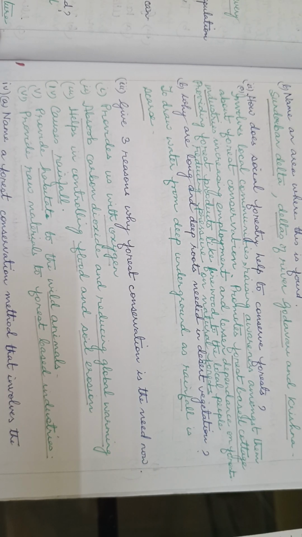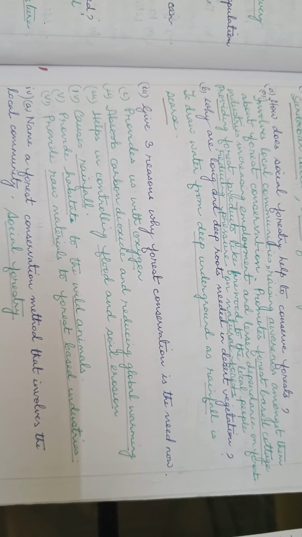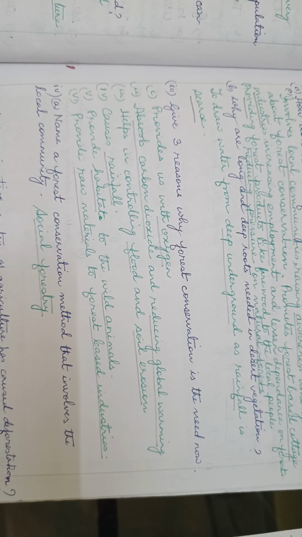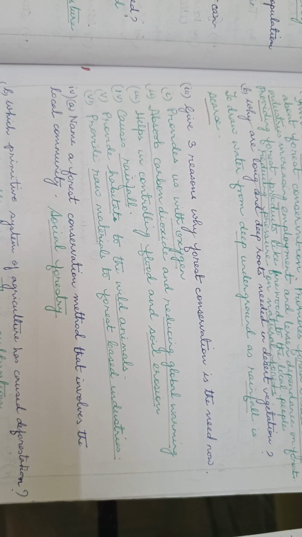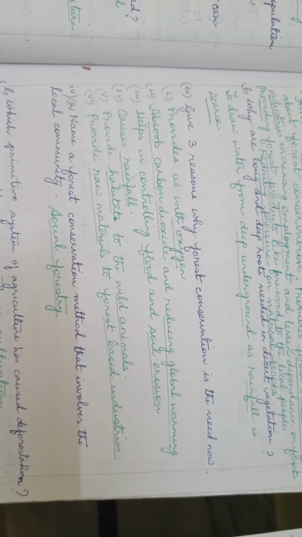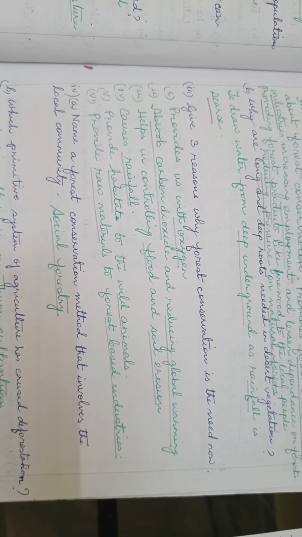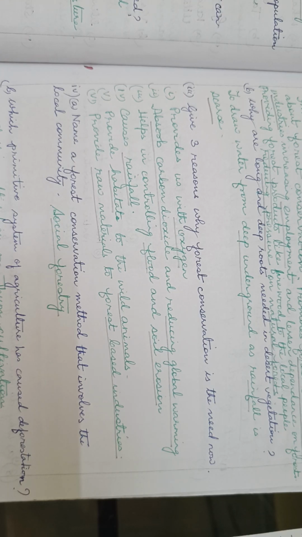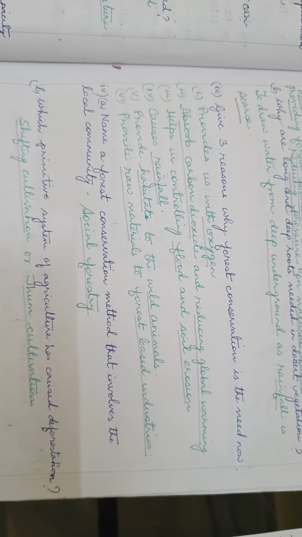desert vegetation has long and deep roots in order to draw water from deep underground as rainfall is scarce. Roman number 3, reasons why forest conservation is needed. Number 1, trees give us oxygen. Number 2, trees absorb carbon dioxide and thereby reduce global warming. Number 3, helps in controlling flood and soil erosion. Number 4, causes rainfall. Number 5, provides habitat to wild animals. Number 6, provides raw materials to forest-based industry.